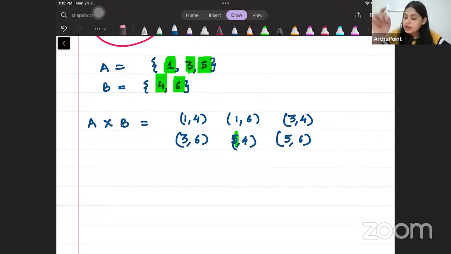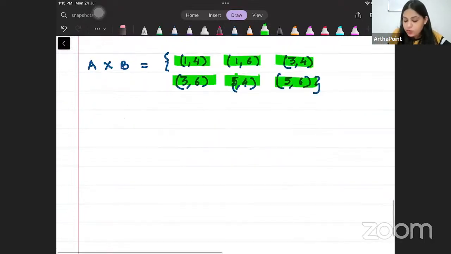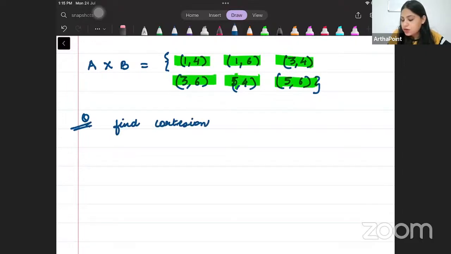समझ में आ गया बात एकदम? So this entire thing, the Cartesian product in this case, has 6 elements, beta. This becomes the Cartesian product. Is this clear? Again, practice question. I want you to find the Cartesian product B cross A. So I just found out A cross B for you. Now I want you to find out B cross A for me.